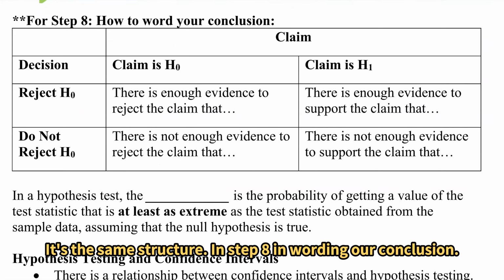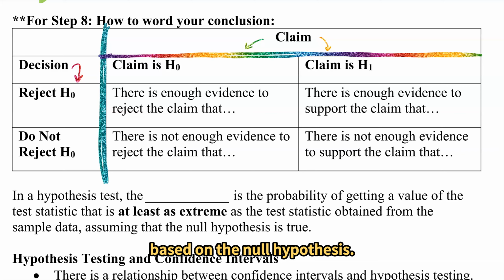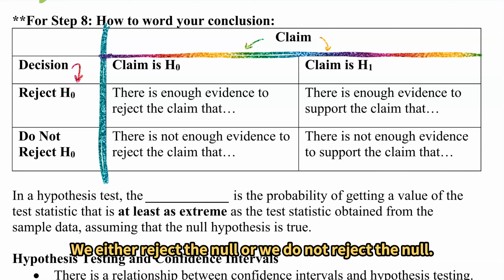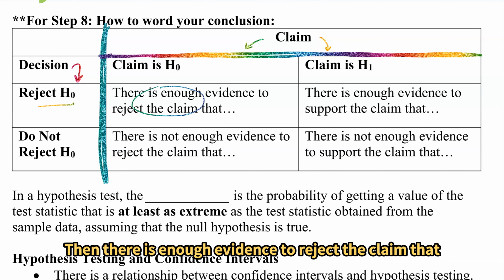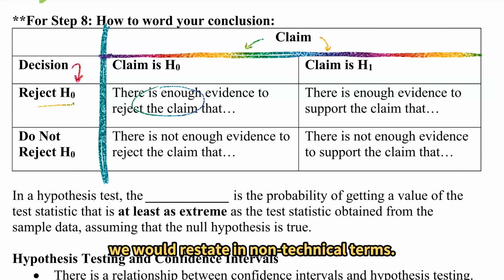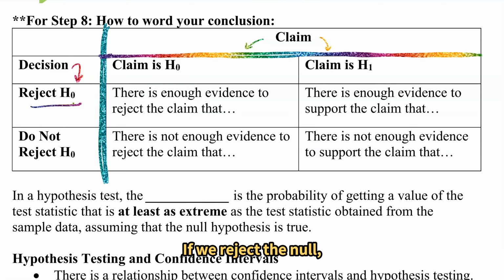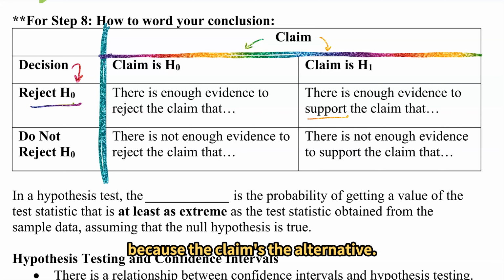In step 8, in wording our conclusion, remember that we make our decision based on the null hypothesis. We either reject the null or we do not reject the null. If we reject the null and the claim is the null, then there is enough evidence to reject the claim that, and whatever the claim is, we would restate in non-technical terms. If we reject the null but the claim is the alternative, then there is enough evidence to support the claim because the claim's the alternative. Notice the difference here.